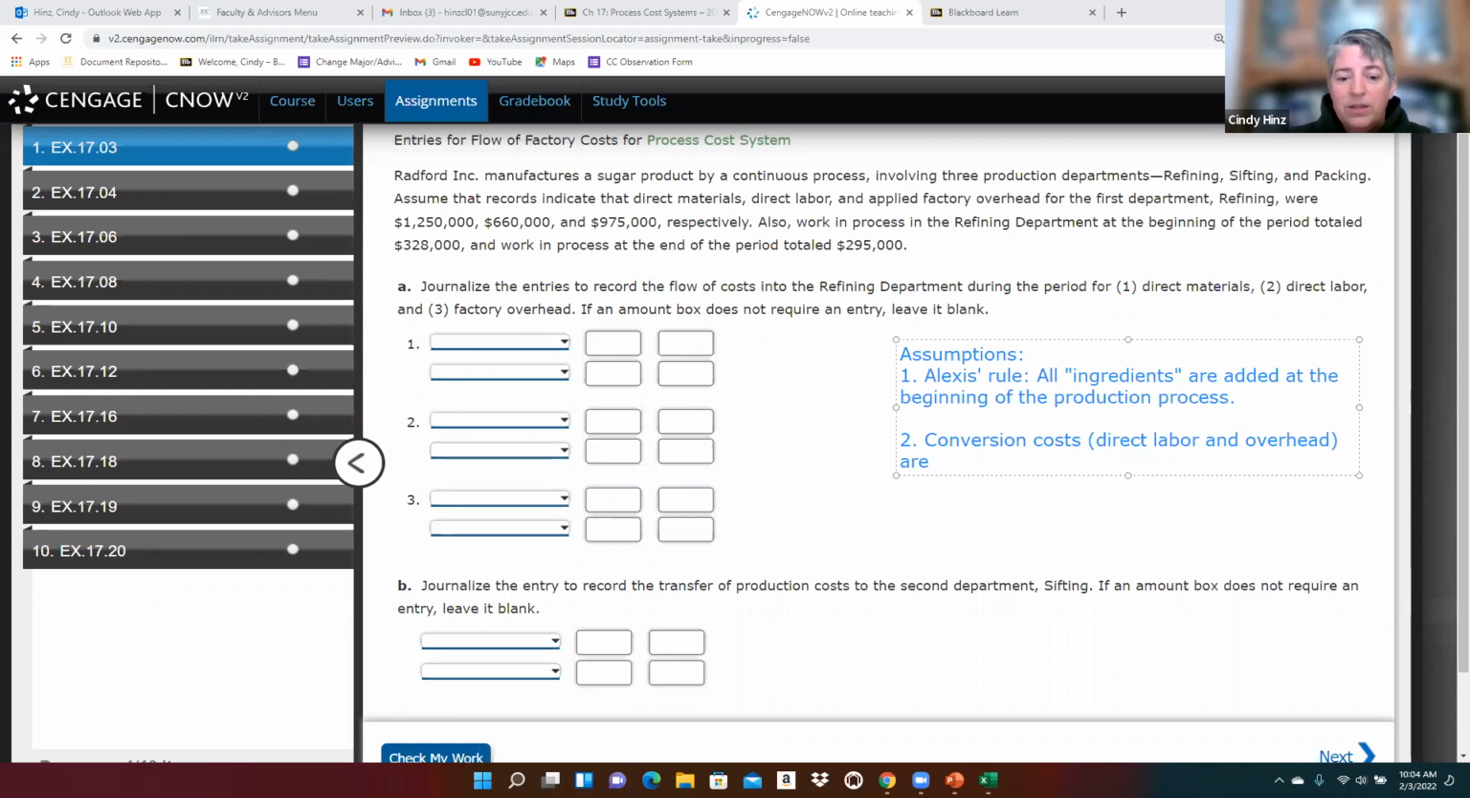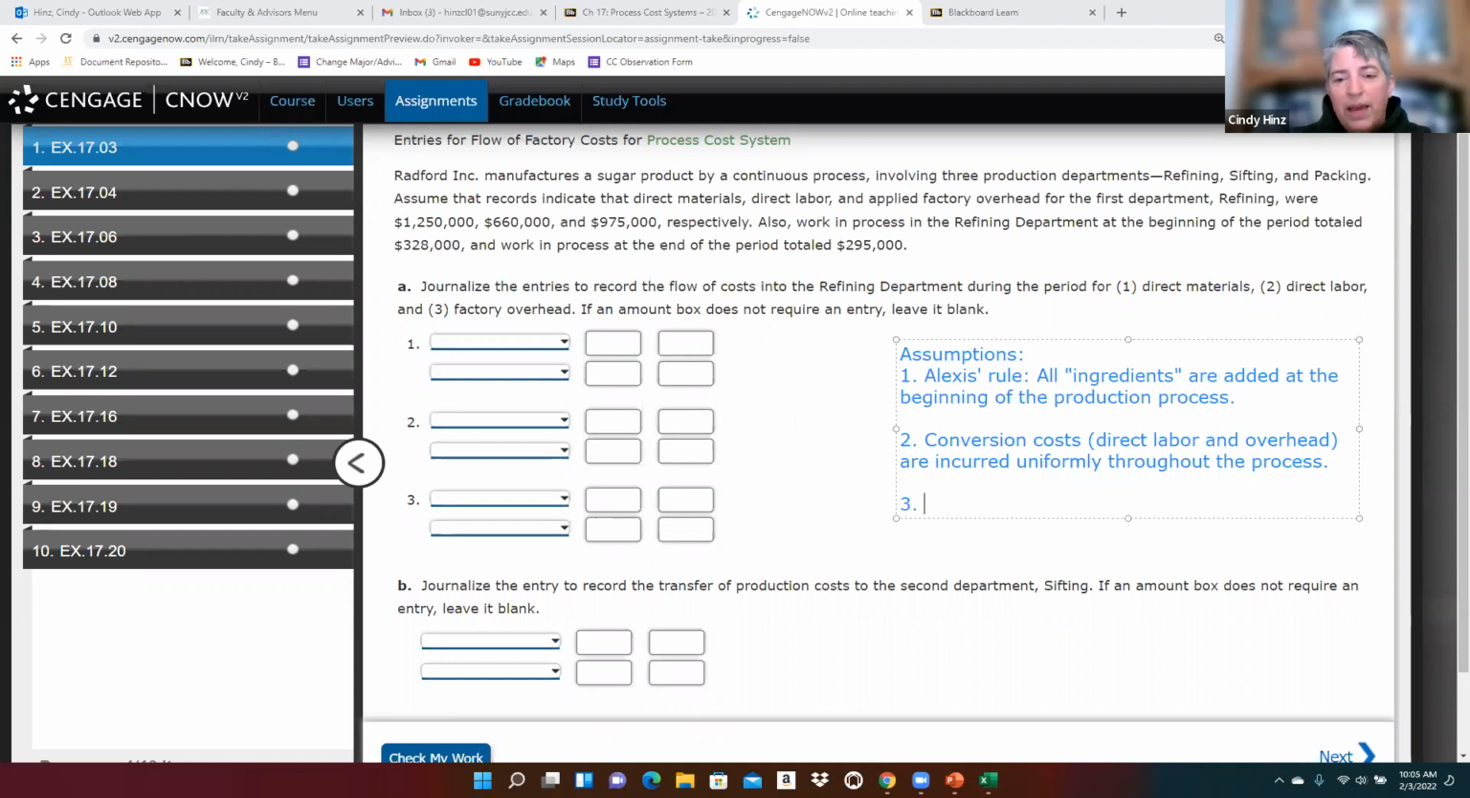And our second assumption will be that conversion costs are incurred uniformly at the same rate throughout the process, throughout the production process. So we're going to be using those assumptions. All direct materials are added at the beginning of the process, and then conversion costs are incurred throughout the process.